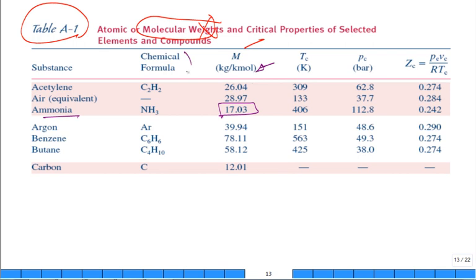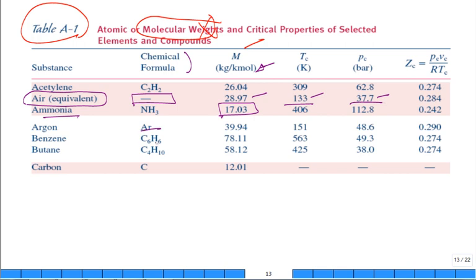Here's the chemical formula. Notice that they put air in there. Well, there's not one single formula, it's a mixture of oxygen and nitrogen, but they do have it, and we will often treat it as a pure substance with a molar mass of 28.97. A critical temperature and a critical pressure. I know there's not one single value there, but you have to approximate, and there you go.